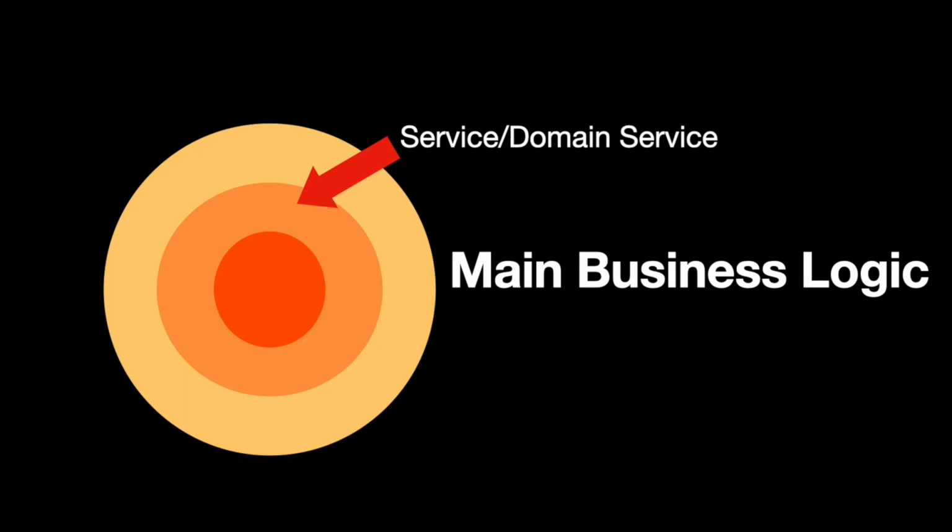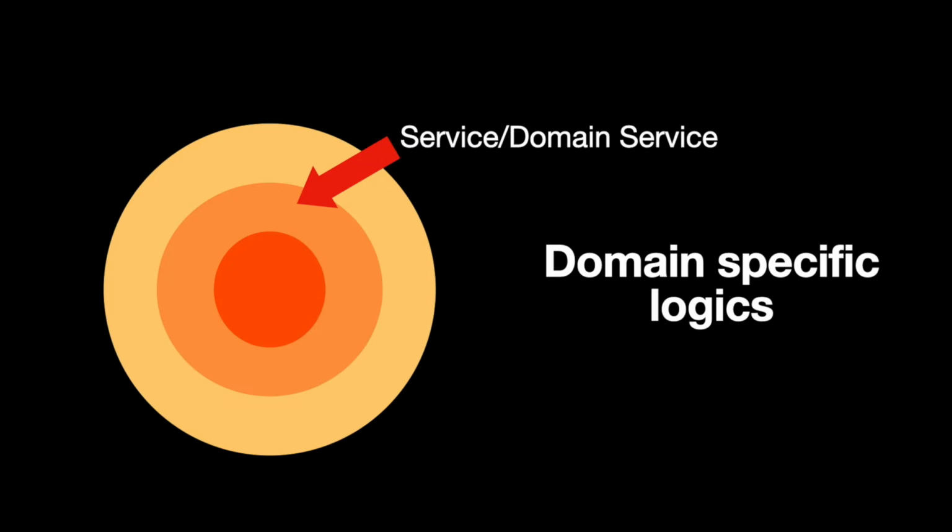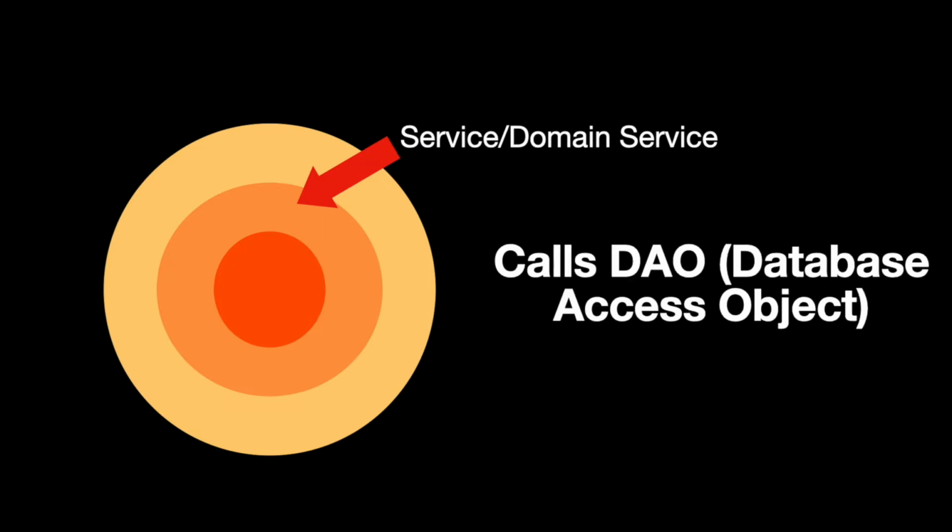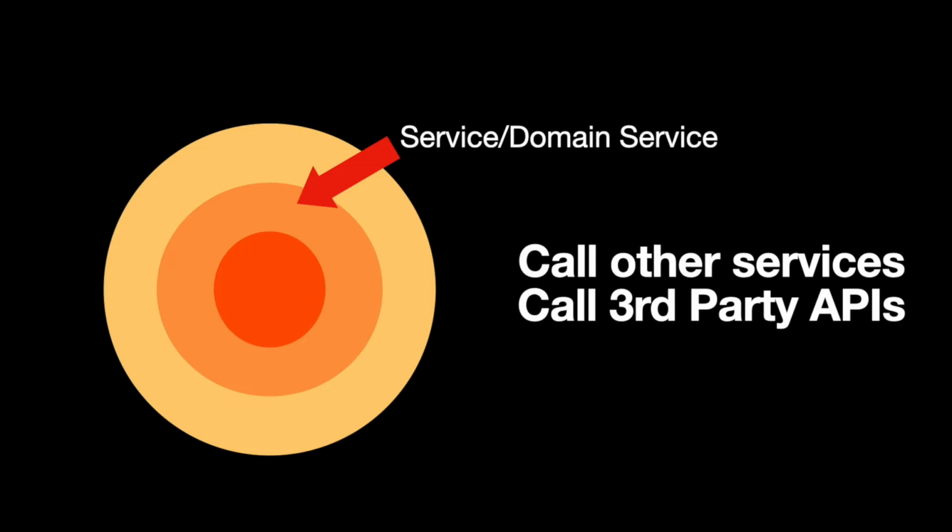And the next layer is the service or domain service layer. This layer deals with the main business logic of the application. So this layer is very domain specific. And it calls the DAO, Database Access Object. In our case, we're going to have a MyBatis Mapper. And this layer might have a couple of calls to different services or third-party APIs. So for example, let's say I have a food delivery app and it might have to call the Google Map API to get the traffic data to calculate the delivery estimate or something like that. That happens in the service layer.